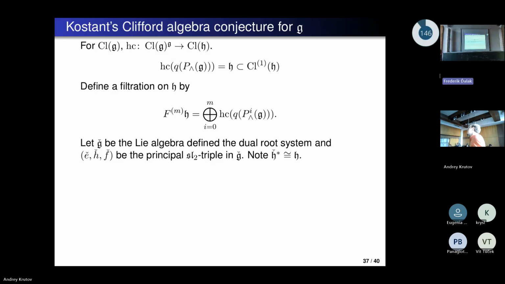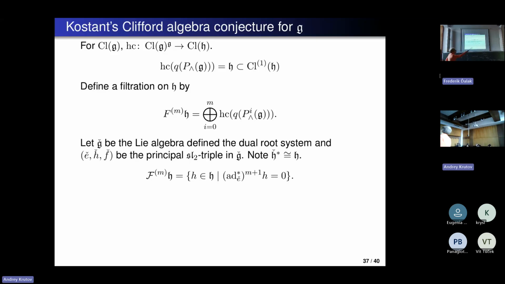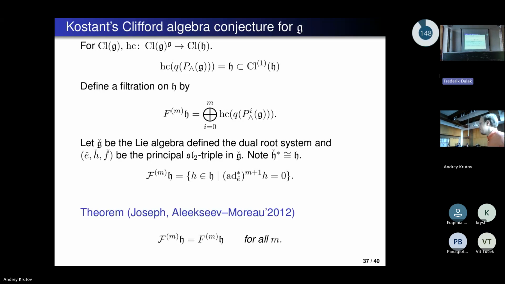Then you can decompose your algebra and have this isomorphism. And you can look at the coordinate action of this element E, this important element, on H star. So you define this filtration in a tricky manner. So it's minimal m such that this will terminate. And it was a crazy and surprising conjecture that these two filtrations coincide.